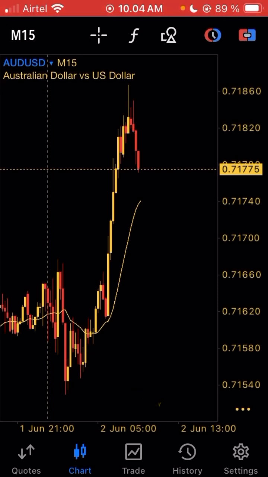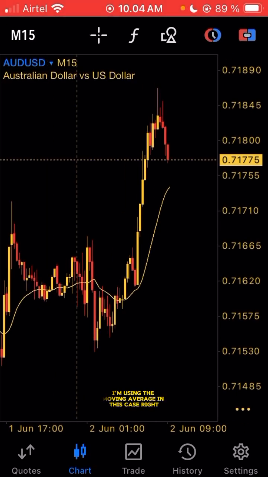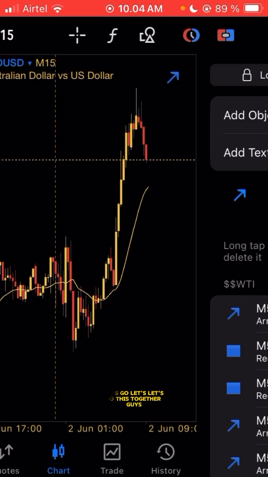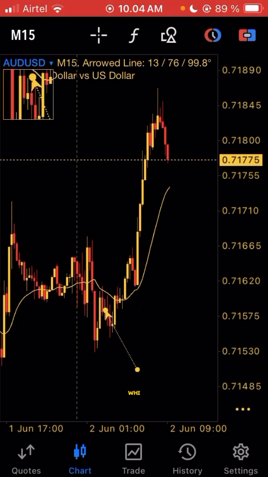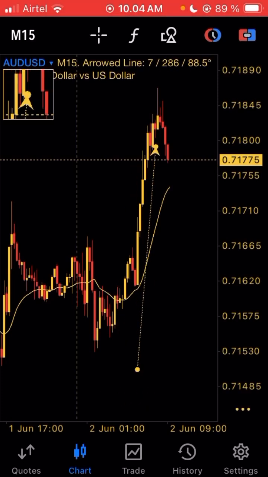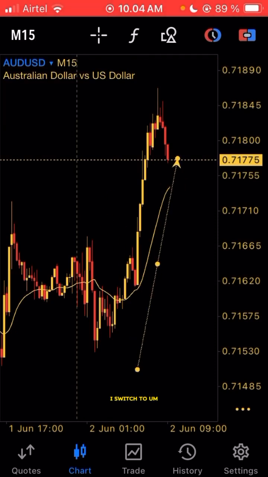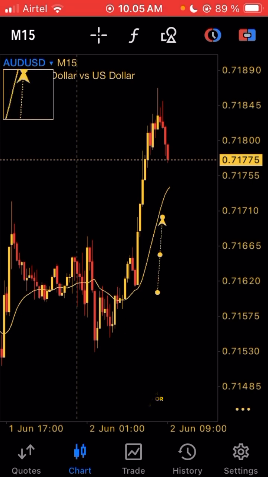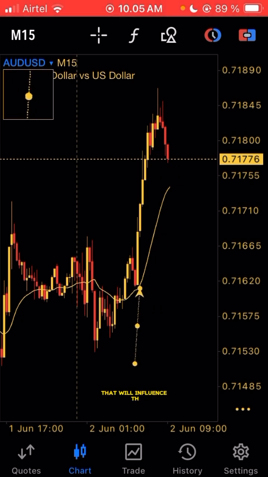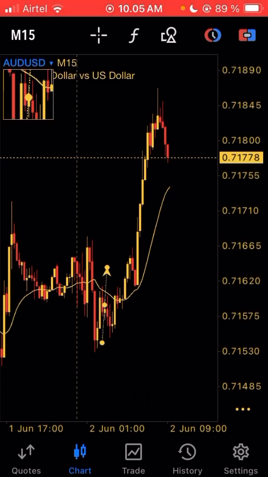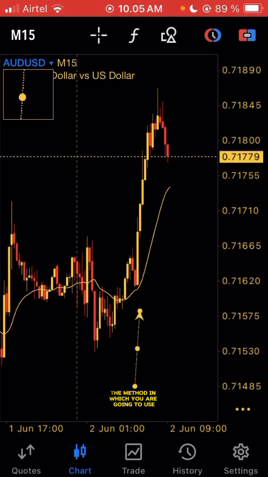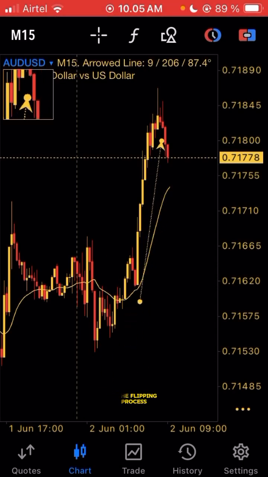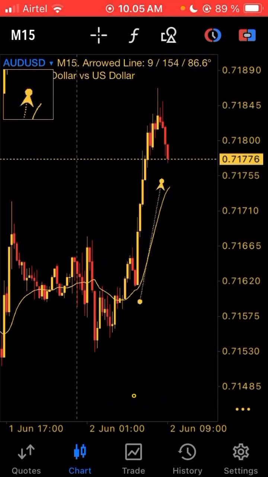Do not switch strategy. Don't say, oh, I'm using the moving average in this case, which is very, very good, and then boom, I switch to, let's say, RSI or Bollinger Bands or something that will influence the entire strategy. You get? So that is something you need to keep in mind. Now, the next thing I talked about was the method you are going to use in the flipping process, which is either the conservative or the aggressive method.